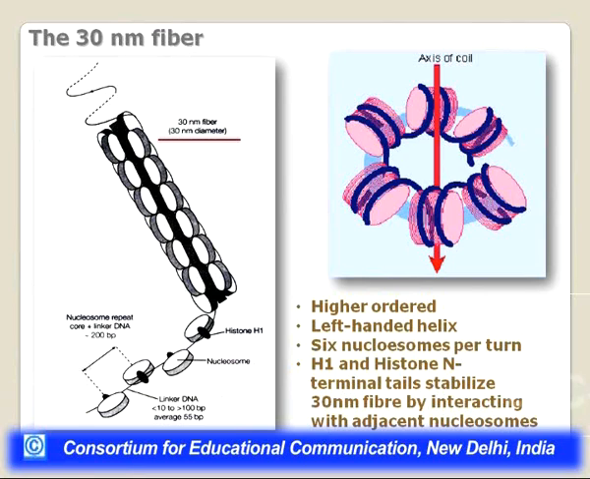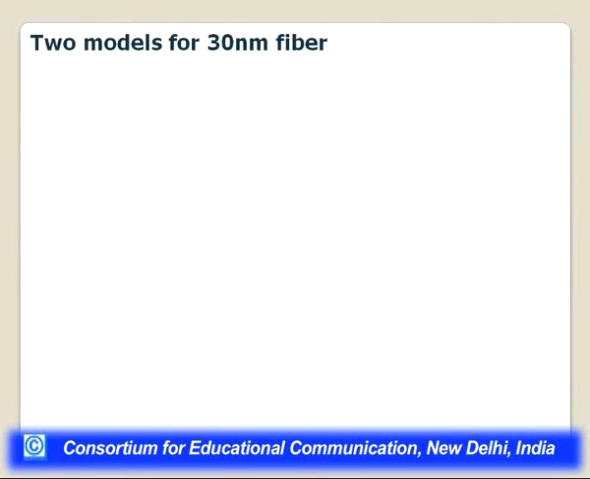H1 and histone N-terminal tails stabilize this 30 nanometer fiber by interacting with adjacent nucleosomes. So this is very, very important. The tails of the histone proteins are very important. The N-terminal tails of the histones H2A, H2B, H3 and H4, as well as of H1, the linker histone, basically stabilize this 30 nanometer fiber structure by interacting with the adjacent nucleosomes which are present.